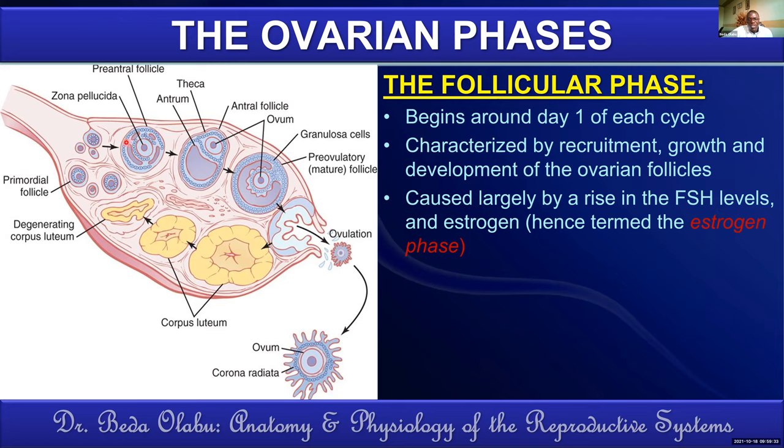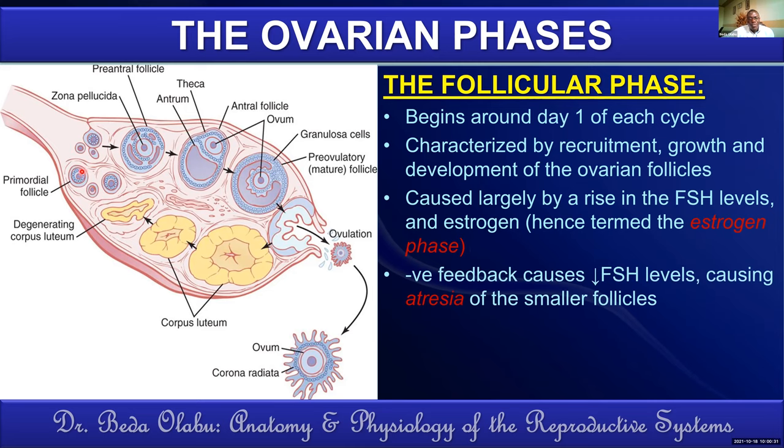But we know that as the levels of follicle-stimulating hormone rise, the number of supporting cells increase. And as the number of supporting cells increase, the supporting cells release a lot of estrogen. And so the levels of estrogen increase. Therefore, we can link the follicular phase of the ovary to estrogen. And so we also call it the estrogen phase. It's called that not necessarily only because there are high levels of estrogen, but also because this estrogen acts on the follicle to facilitate follicular maturation. So estrogen is also important in follicular maturation in addition to FSH.